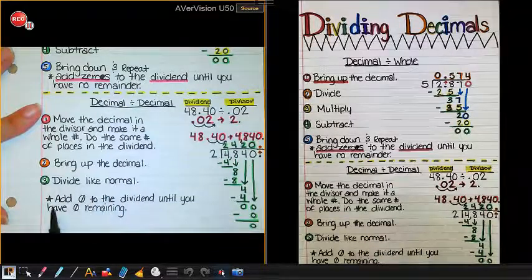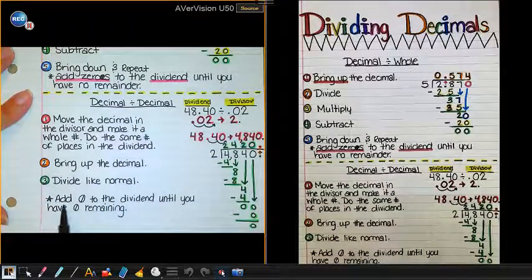Don't forget that if you end up with a remainder, you need to add a 0 to the dividend until you have 0 remaining. And that's how you divide a decimal by a decimal.